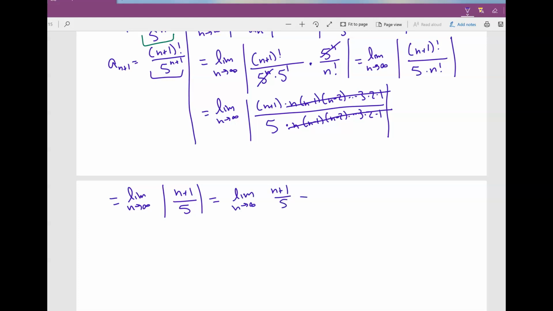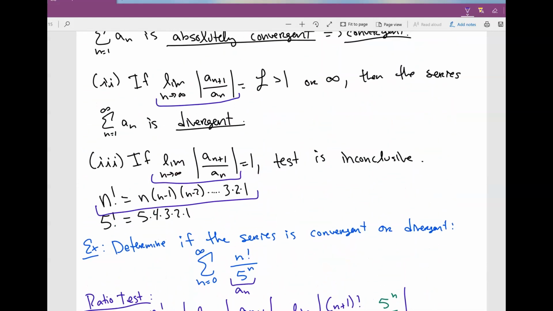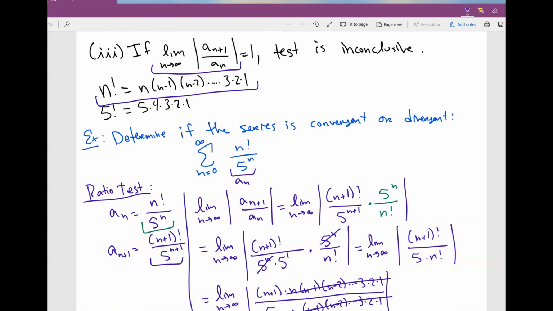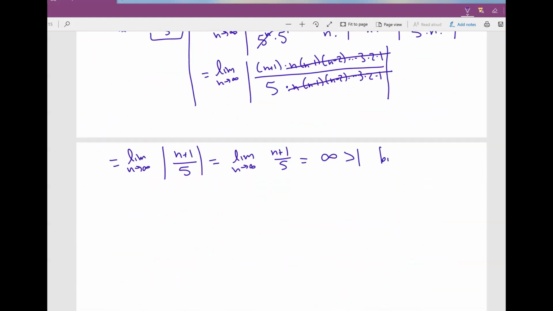When we plug in the infinity, we're just going to get infinity. Infinity is a number that's greater than 1. And when it's greater than 1, what's going to happen? Well, if it's greater than 1, the series is divergent. So by the ratio test, the sum from n equals 0 to infinity of n factorial over 5 to the n diverges.